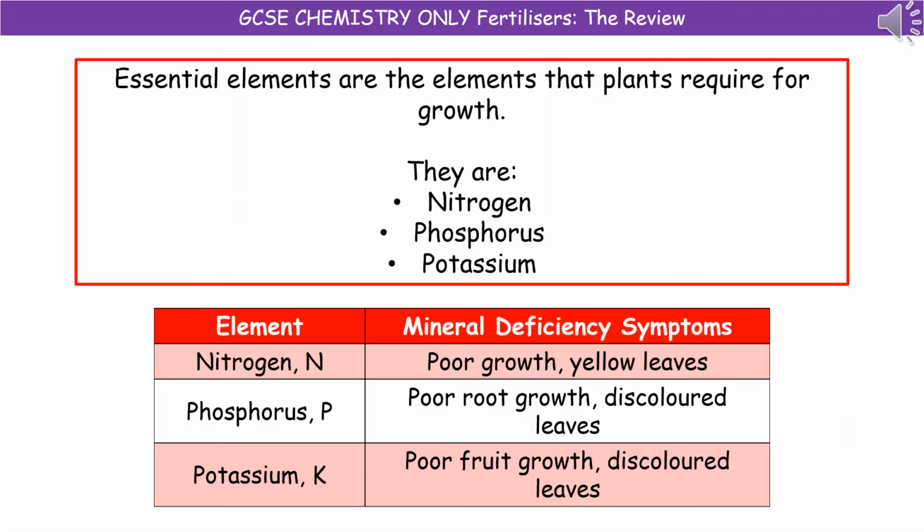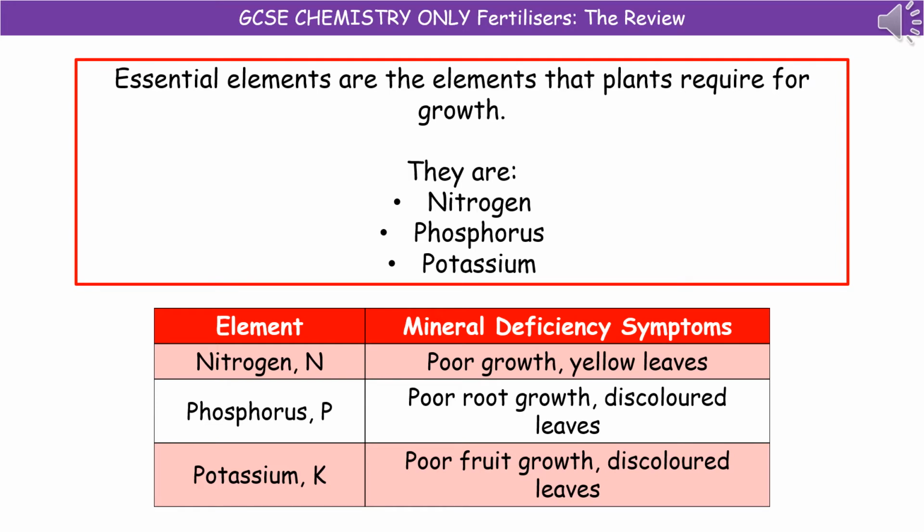In today's chemistry check, we're going to be looking at the GCSE chemistry only topics of making fertilisers and the Haber process. Hopefully we remember that essential elements are the elements that plants require for growth, and they're nitrogen, phosphorus and potassium.